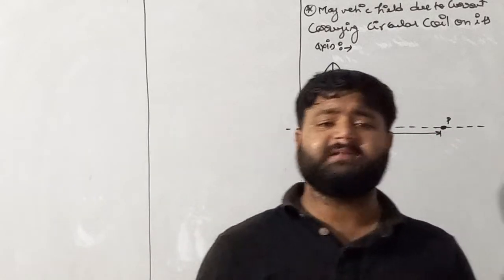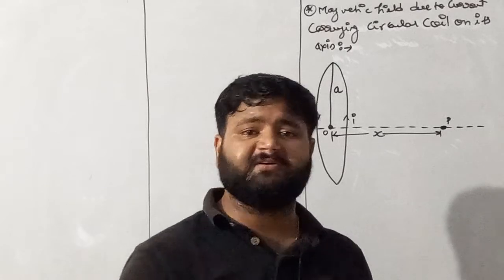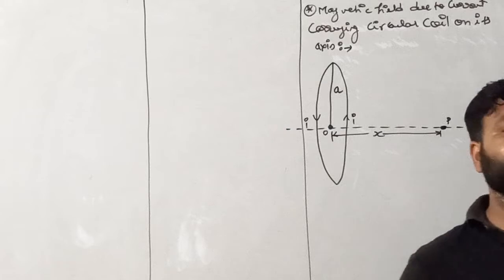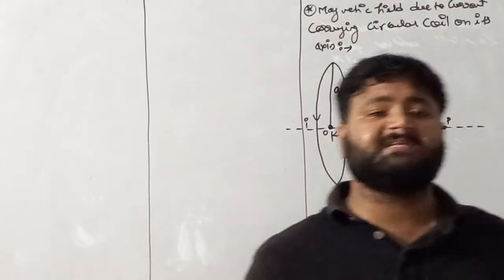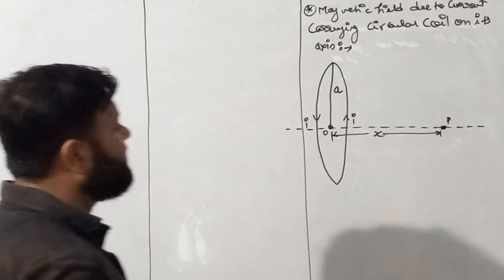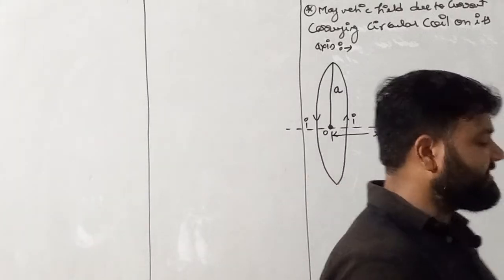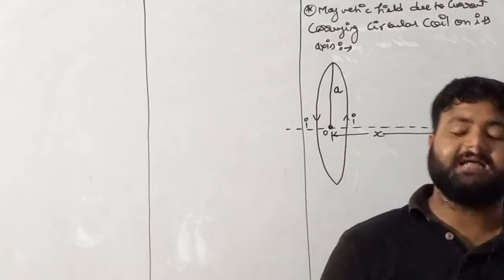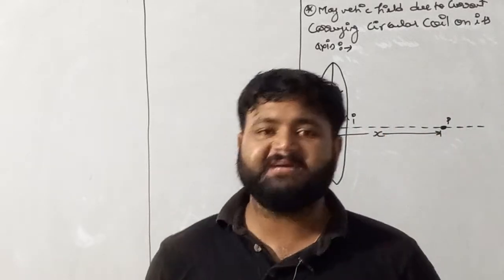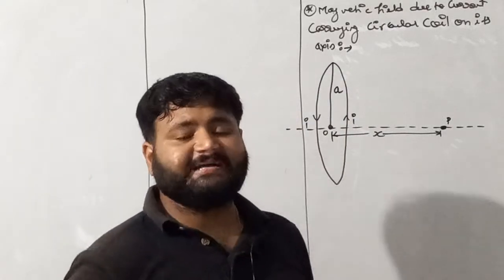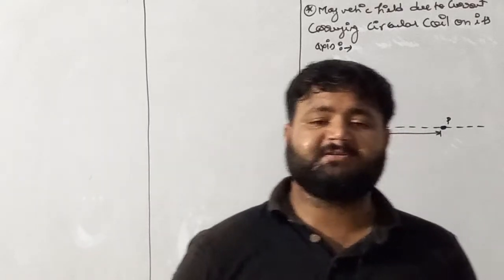Please write down the definition of axis of coil. Axis of coil means the line which is passing through the center of the coil. The line which is passing through the center of the coil is called the axis of the coil.